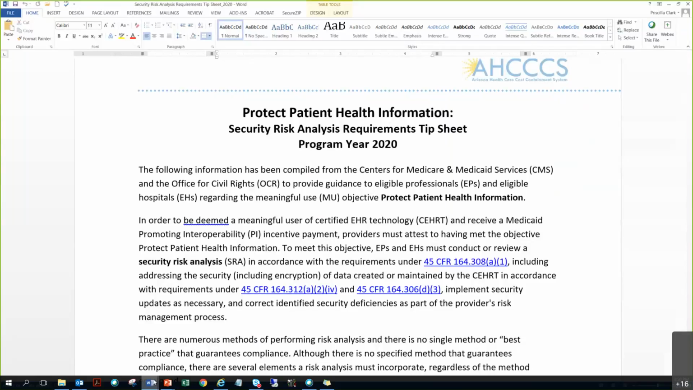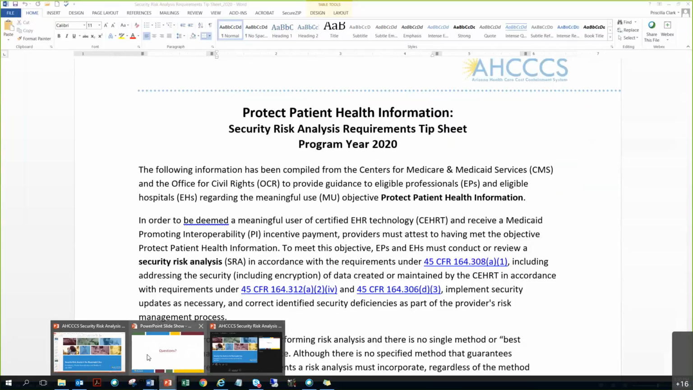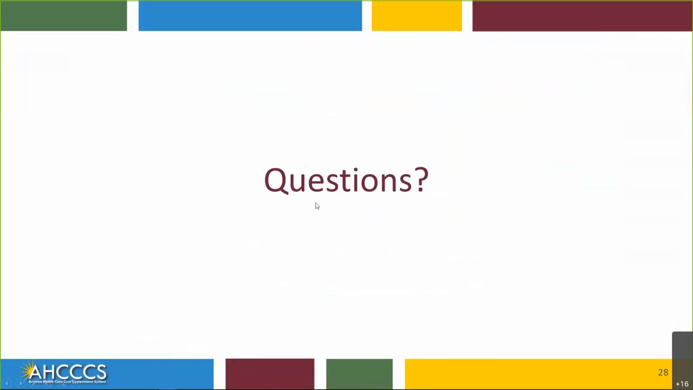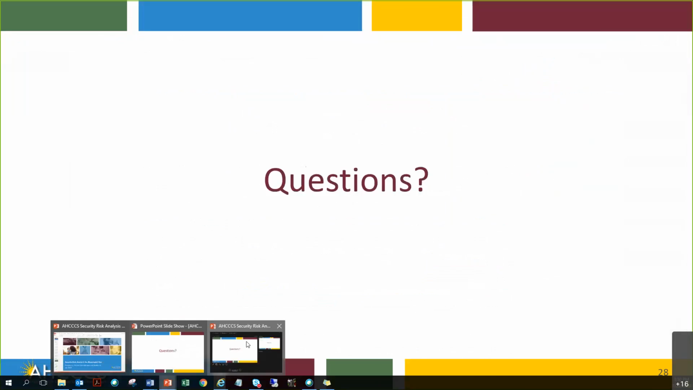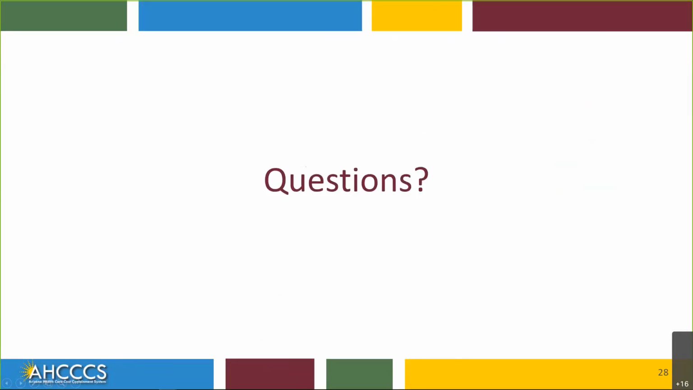Yes, and I can bring that. So I can definitely discuss that item. So one thing to keep in mind, when there are multiple EPs at the same practice, and there are different PI reporting periods, you don't have to complete an SRA after each MU reporting period.